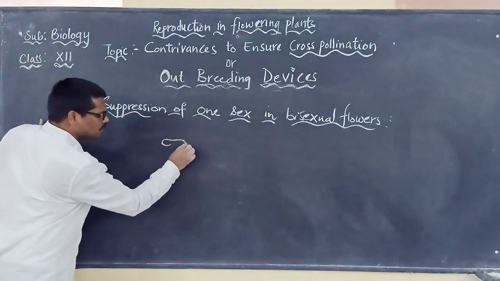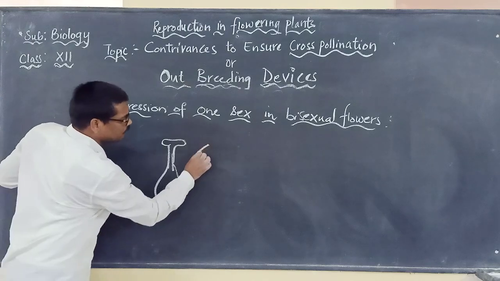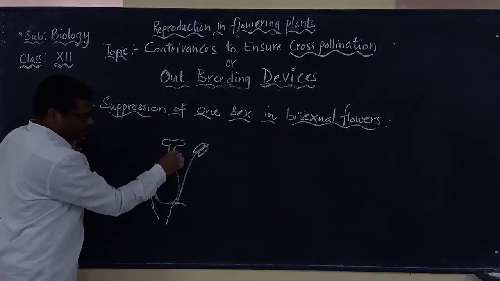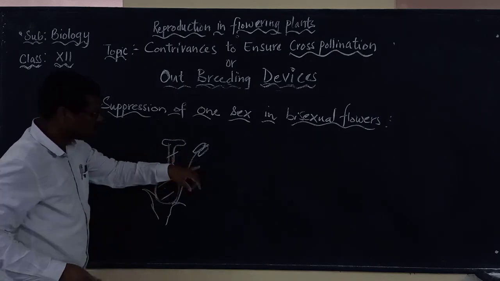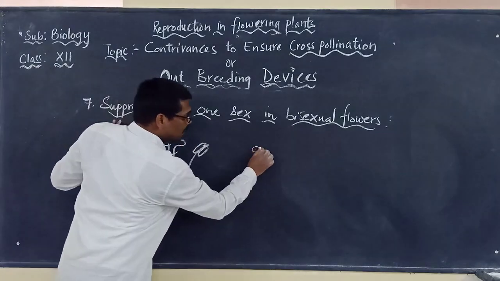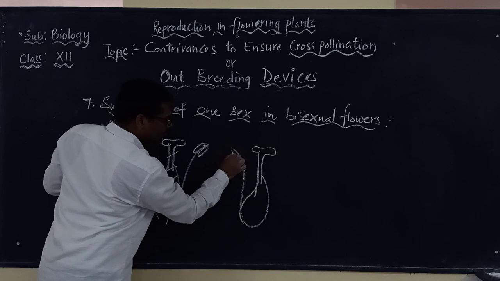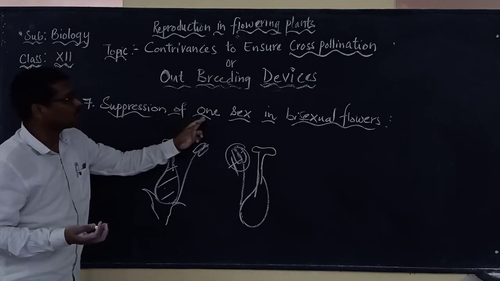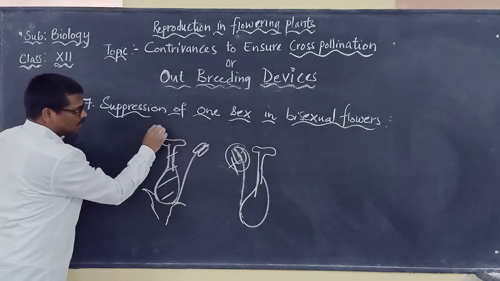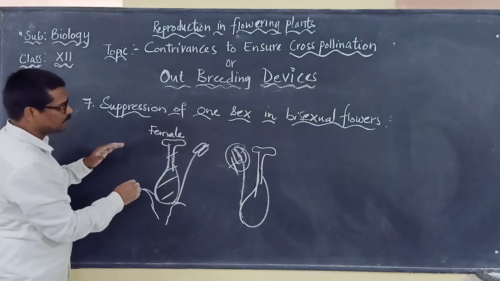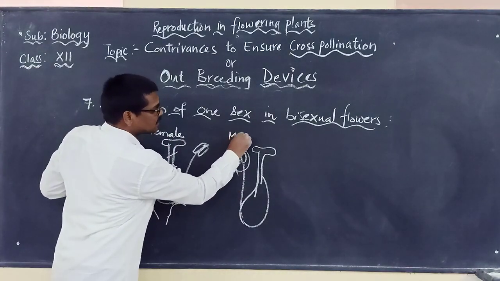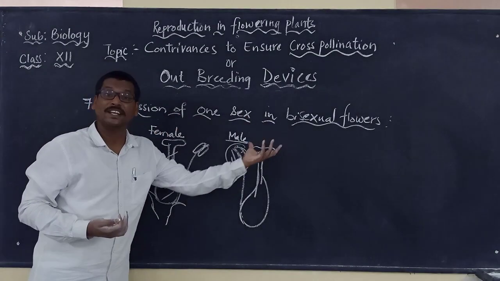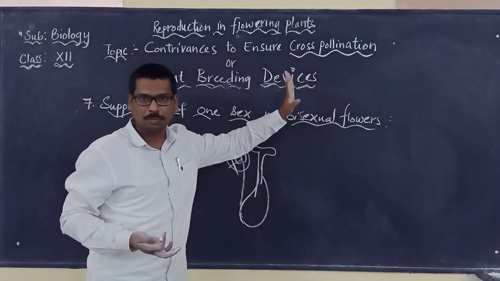What do you mean by this? Either the female sex organ or the male sex organ will be suppressed, meaning it completely becomes inactive. Suppose in this flower the female part, that is the pistil, becomes inactive, then only the anther is very active. And in another flower you will see that the anther becomes inactive and does not produce pollen. That we call suppression of one sex, any one sex. Here the female is being suppressed, and here the male is being suppressed. Some flowers show this characteristic in order to promote cross-pollination.